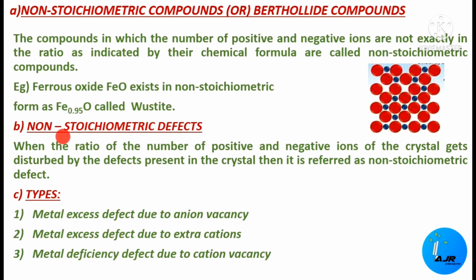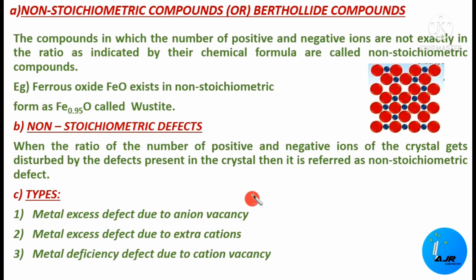So what do we mean by non-stoichiometric defects? When the ratio of the number of positive and negative ions of the crystal gets disturbed by the defects present in the crystal, it is referred to as a non-stoichiometric defect. In such crystals, there will be an excess of either positive ions, that is cations, or negative ions, that is anions. However, the crystal as a whole is neutral in nature.